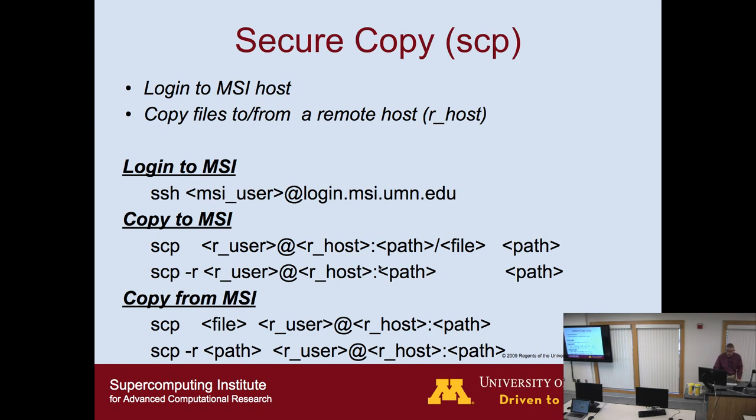and then copy it to a local path that's, say, under your home directory. If you don't use the dash R flag, it will do individual files. With the dash R flag, it'll do it recursively through entire directory trees, so it's an easy way to copy entire directories over. Similarly, you can push data out, and you just flip the order. So very simple.